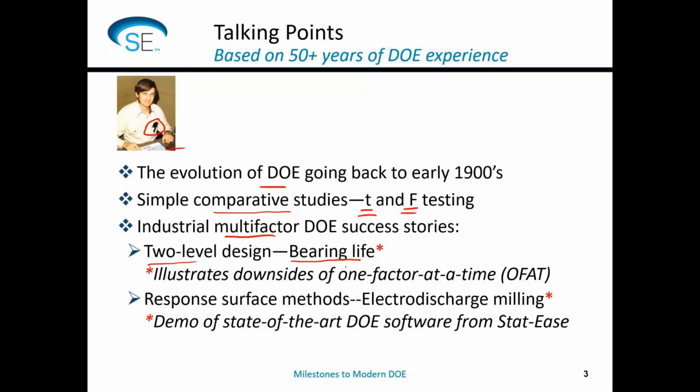So I'll talk about this varying life study, which many of you have seen, but I can't present that enough as a really good example of the outstanding advantages of multi-factor DOE, as opposed to just doing one factor at a time. And then we'll finish off on a high note with the response surface method, RSM, that was done on electrode discharge milling. And I'll give you a demo of the state-of-the-art DOE software from Stat-Ease, in particular version 25 of Stat-Ease 360.